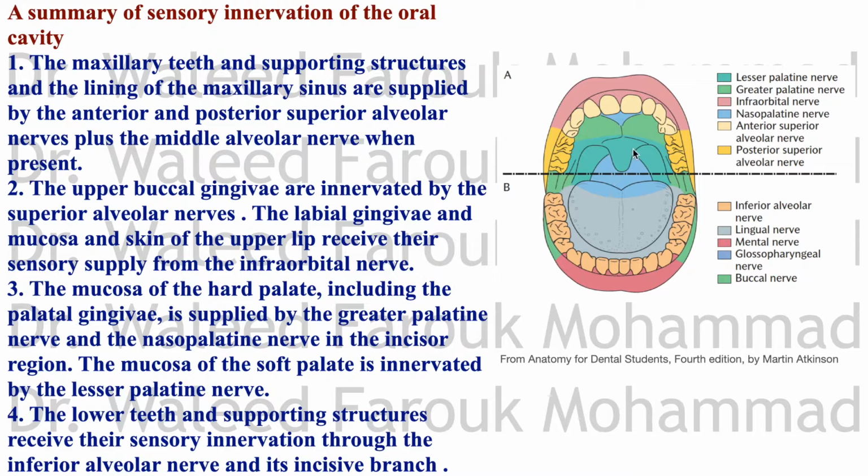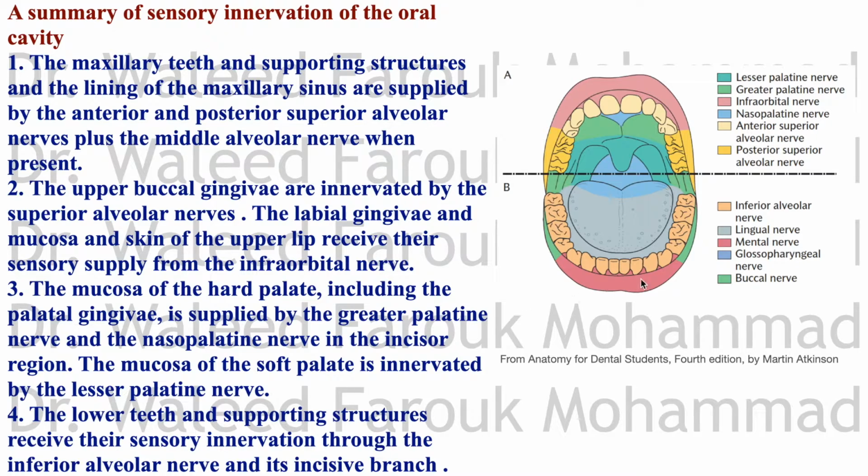The mucosa of the hard palate, including the palatal gingiva, is supplied by the greater palatine nerve. This is the area of the greater palatine nerve. And the nasopalatine nerve also shares in the supply, but in the incisor region. Here, this is the nasopalatine nerve region. The mucosa of the soft palate is innervated by the lesser palatine nerve.